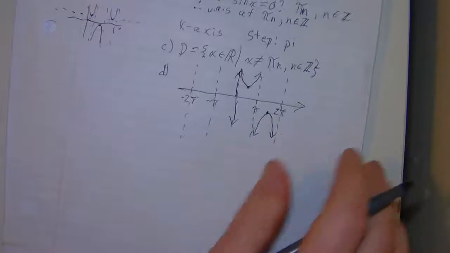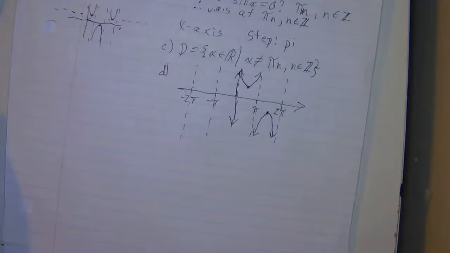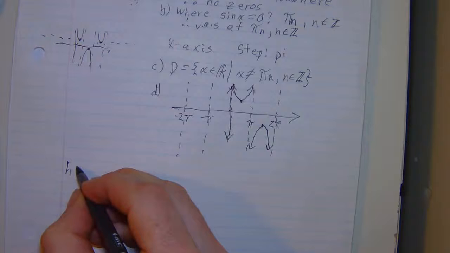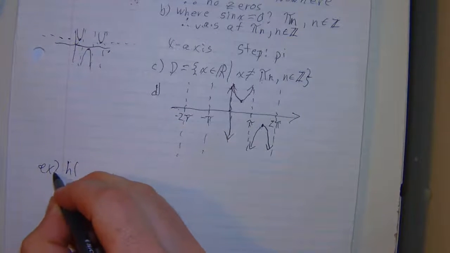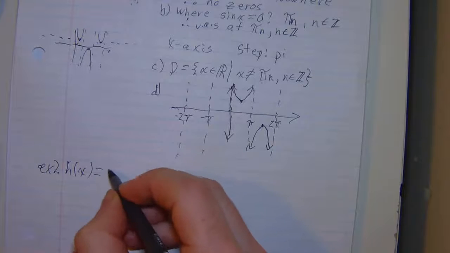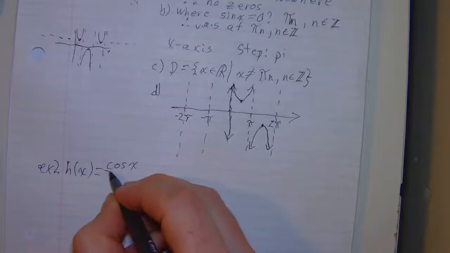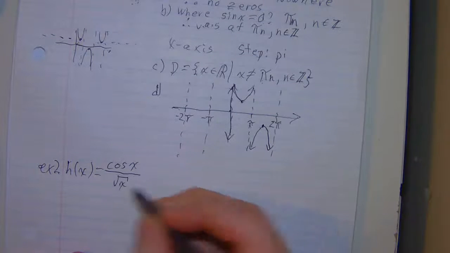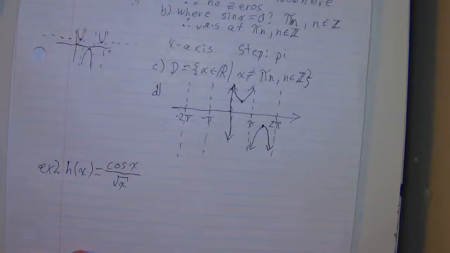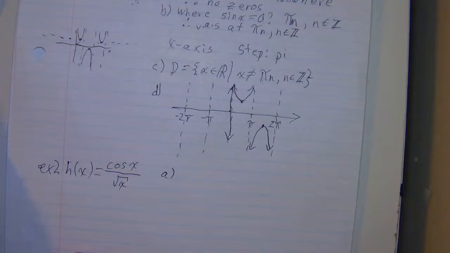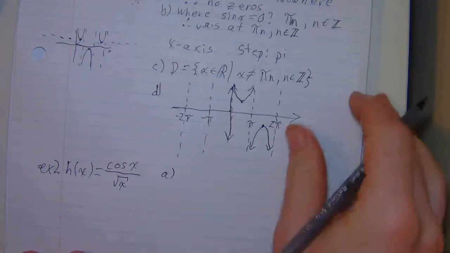We're going to move to our second example here. So in this case, we have h of x. I should say example 2. h of x is cosine of x over root x. All right. So this one is a pretty interesting one, and it's once again the same 4 questions.